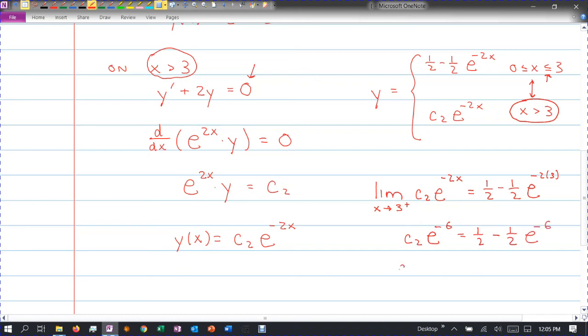I'll divide through by e to the negative 6. When you divide by e to the negative 6, it's the same as multiplying by e to the 6th, so you get 1/2 e to the 6th, and then minus 1/2. That should be our c sub 2.